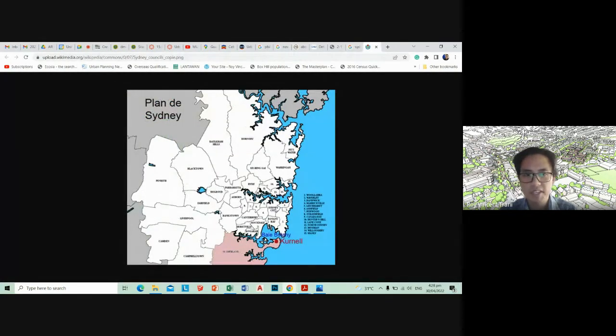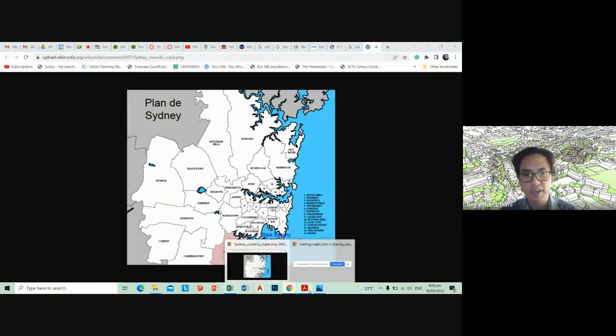So you have the city of Sydney here. You have these ones in numbers, and then the different sort of municipalities. They just call them councils. So Baulkham Hills, Blacktown, etc., etc. And that's what we're doing in this drawing over here.